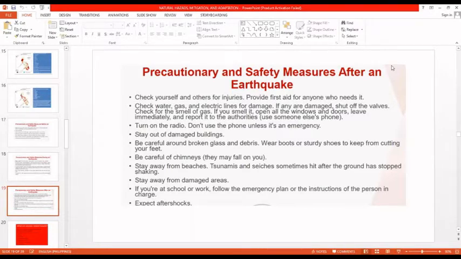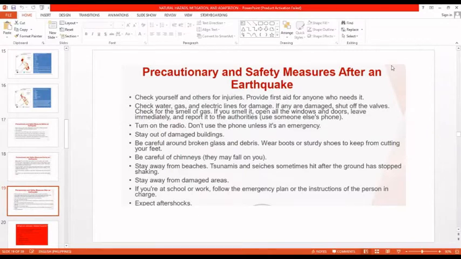Then provide first aid for anyone who needs it. Then check water, gas, and electric lines for damage. If ever meron man, i-call the authorities para at least ma-repair at magamit niyo. Then turn on the radio. Don't use the phone unless it's an emergency.